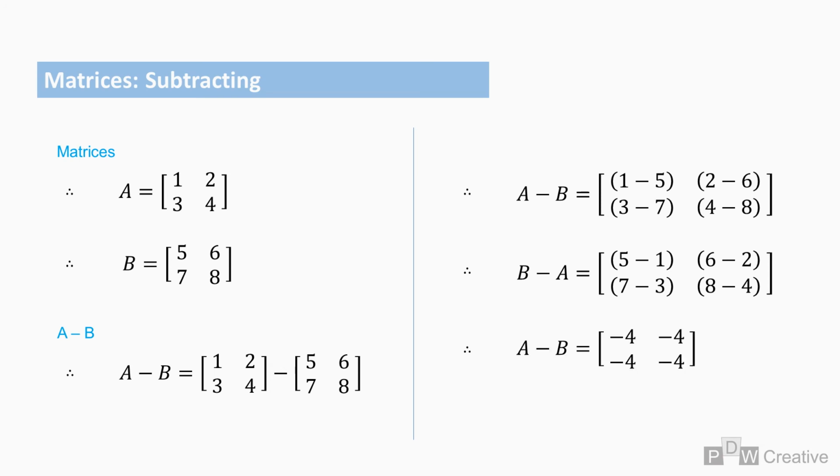Conveniently, A minus B leads to a matrix consisting of all negative 4s, whereas switching leads to all positive 4s. In the next matrix video, I'm going to show matrix multiplication, where we will see just why it is so important to keep track of the individual cells.